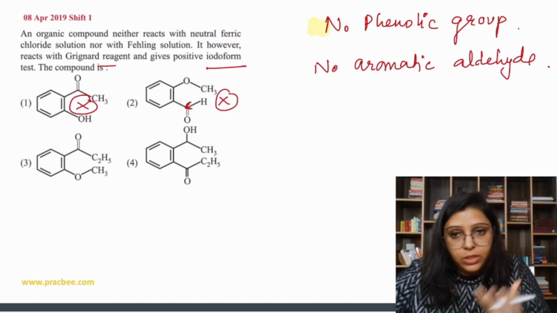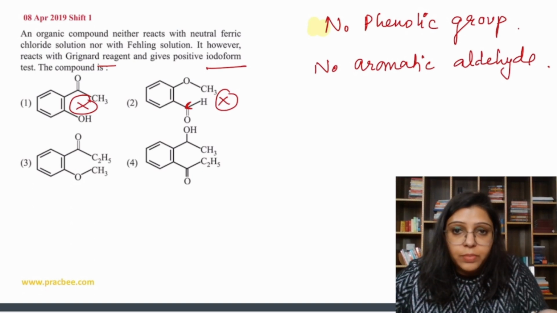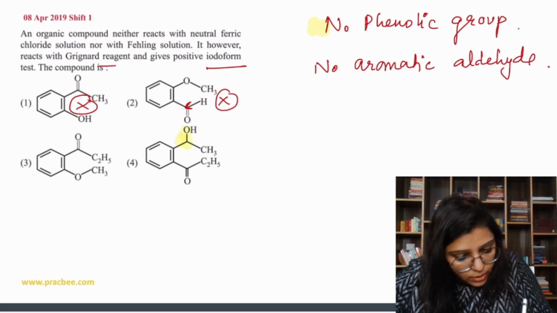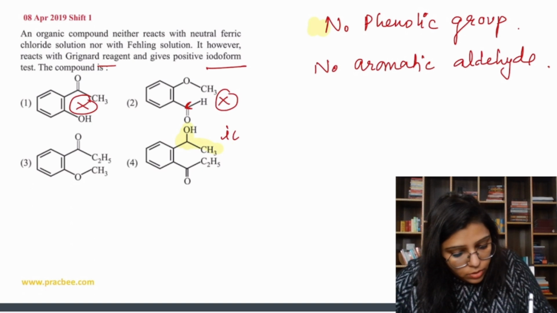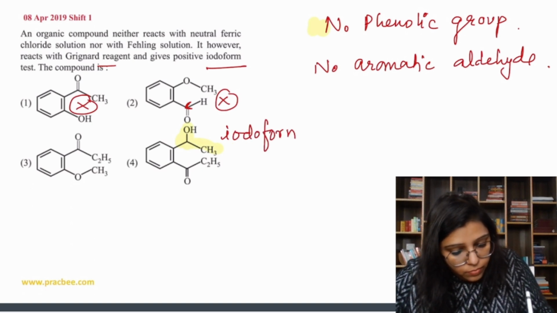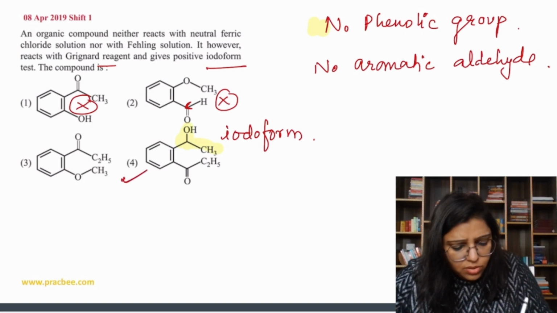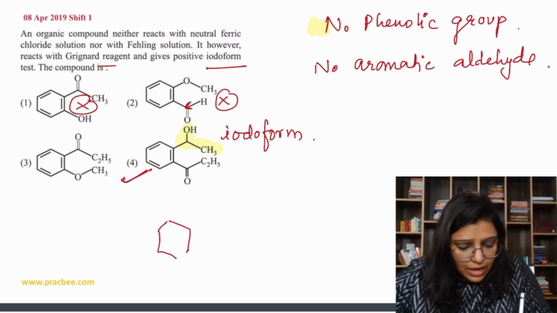Now we have only 3. So it can give iodoform test. So this group can give iodoform, right? CH3O iodoform. We do not have any group over here. No group in third. So option is fourth. And it can react with Grignard reagent also.